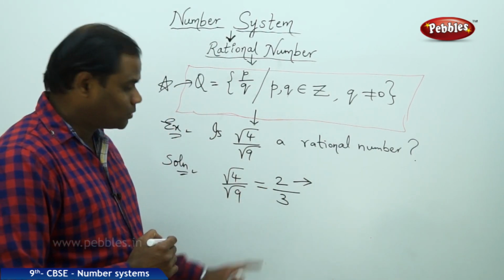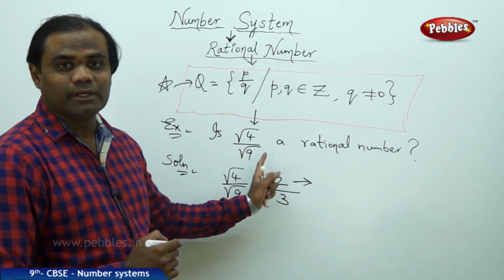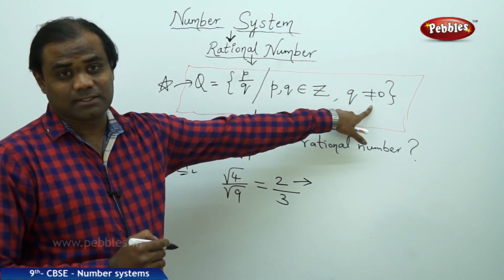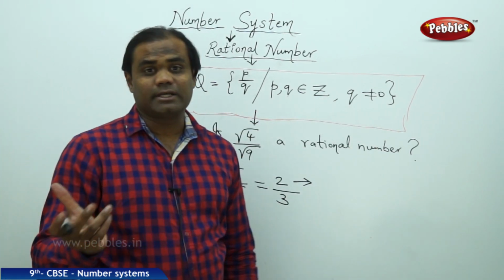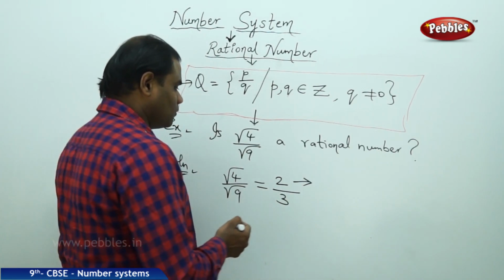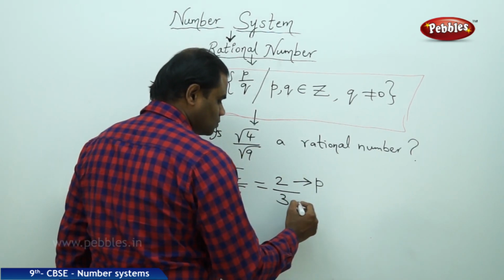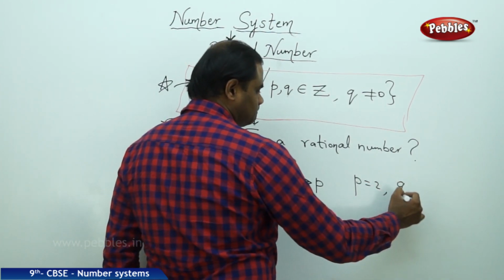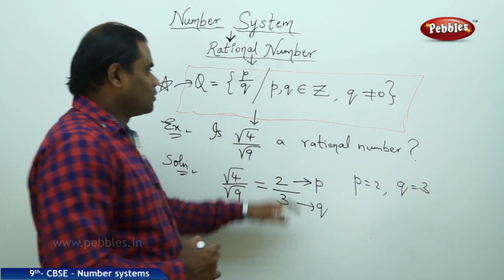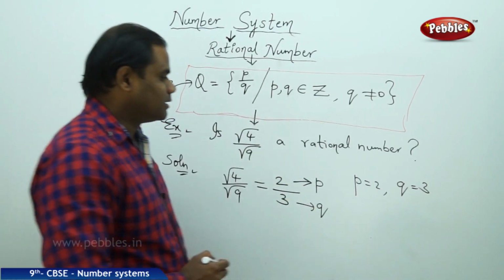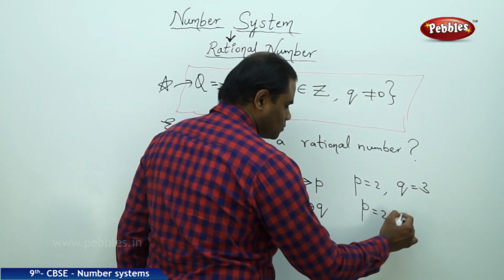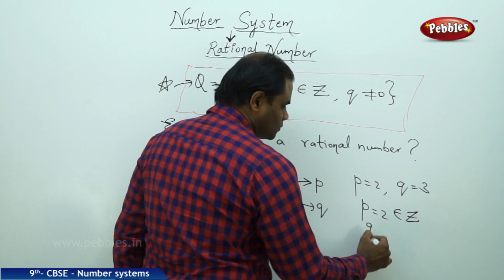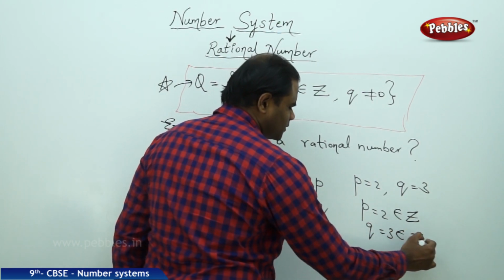So I put this number 2/3 through both tests, test number 1 and test number 2. Here I get my P as 2 and my Q as 3. For test number 1, I clearly see that P equal to 2 is an integer and Q equal to 3 is an integer.